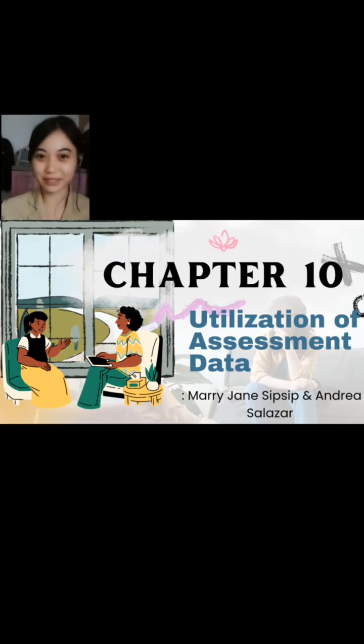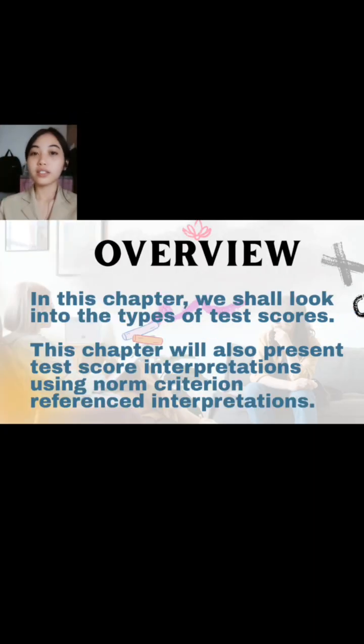Utilization of Data Assessment. So this is our overview. In this chapter, we will get to know the test results of the students' performance that can aid in making informed decisions in order to improve curriculum and instructions of the teacher. We shall look at the different types of test scores and interpret them as well. This chapter will also present test score interpretation using norm and criterion reference interpretations.